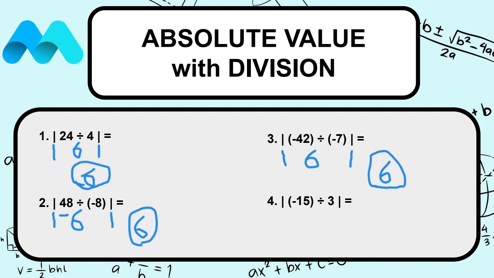Okay. Last one, number 4. These are the steps you followed, right? Brought down your absolute value bars, then brought down your negative sign because you noticed there was a negative divided by a positive, and then you got your answer as negative 5, and you found the absolute value of negative 5, which is 5. And that's all we have for you in this video today.